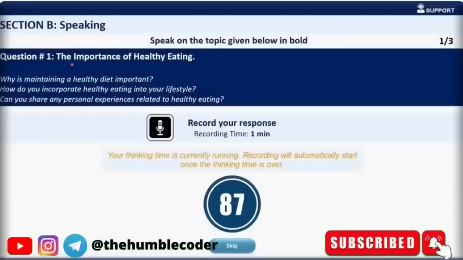The question is the importance of healthy eating. So we have to speak on this topic. Now there are some points given so that we can talk about it. The points are in terms of questions. Why is maintaining a healthy diet important? How do you incorporate healthy eating into your lifestyle? Can you share any personal experiences related to healthy eating?